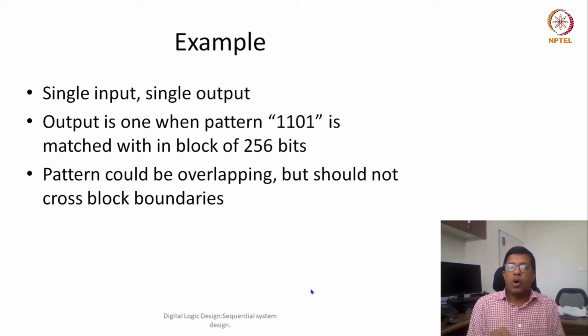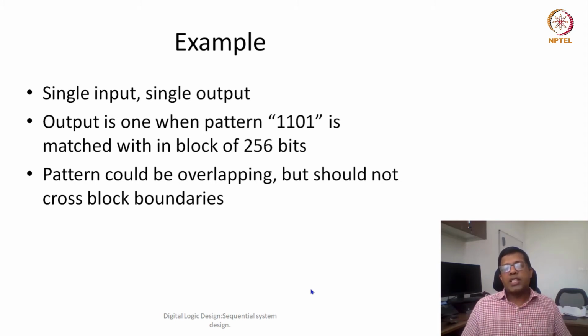So that means this block does not interact with the other blocks. So whatever pattern would match at the boundary will not make sense. That's why we have to match it within the block of 256 bits only. So when this block ends, that means the pattern has not matched. In other words, the pattern cannot cross the boundaries.